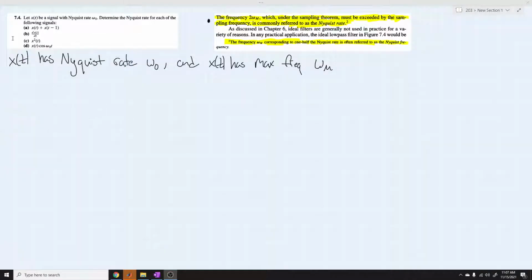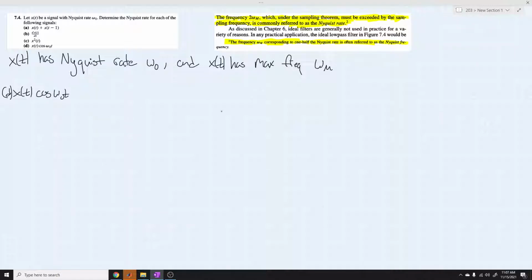All right, we're going to do 7.4, part D. Let x of t be a signal with Nyquist rate omega sub naught, and we want to determine the Nyquist rate for D, which is x of t times cosine omega sub naught of t.